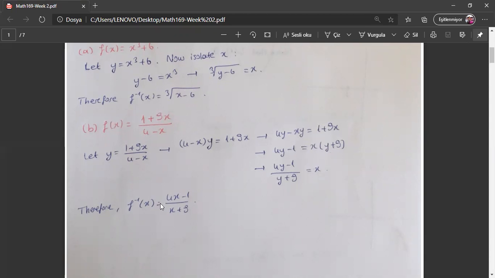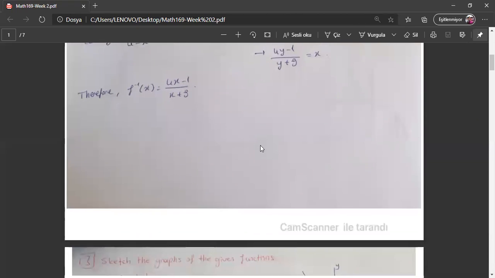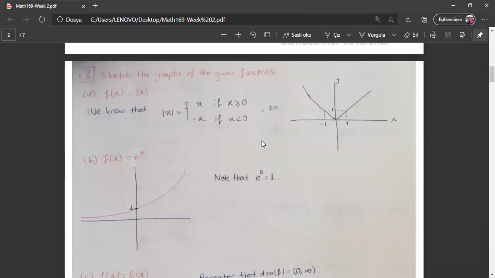So what's the inverse of the given function? Instead of y, we write x and get the inverse. Now, this third question will contain the basic functions, the functions you need to know already, okay? And in the fourth question, we will sketch the graphs of the given functions by using these ones in the third question, okay? So how do we sketch this function?